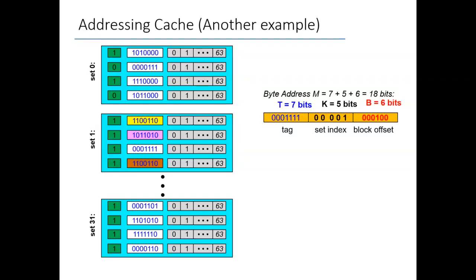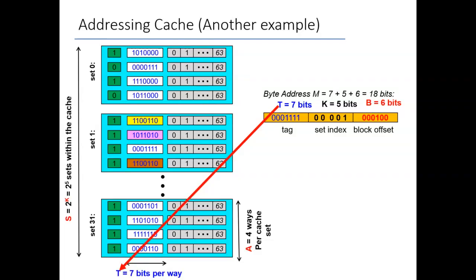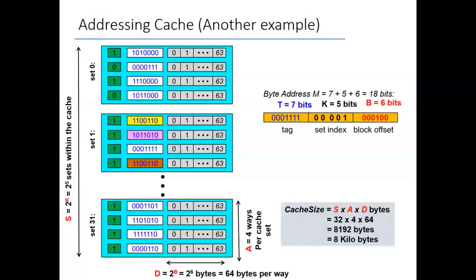2 to the power 6, because you know the B field is now 6. Can you see here? So now we have 2 to the power 5 sets in the cache. There are 4 ways per cache set, and then there are 7 bits for the tag bits, and now there are 64 bytes per way. Can you see what is now the cache size?